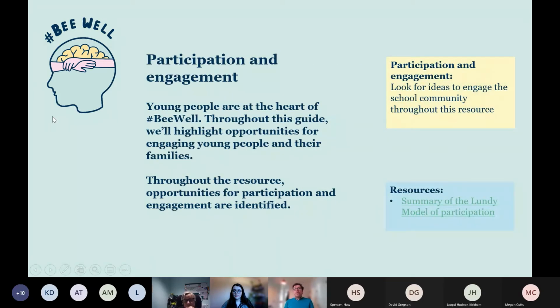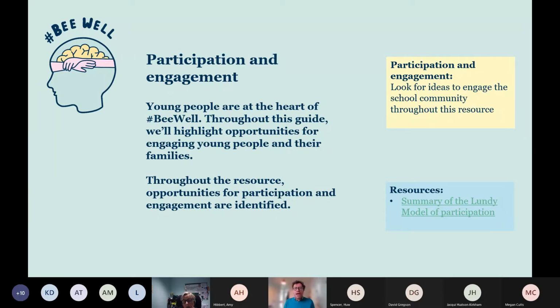Throughout the resource and throughout what I'll be talking about today, there is very much an emphasis on participation and engagement, particularly of young people, but also young people and their families and other members of the community. But really ensuring that young people are at the heart of Be Well has been important to us in the development of the Be Well programme and continues to be important as we go through. And we really want to encourage you to engage young people in the process that I'm going to talk through with you today.